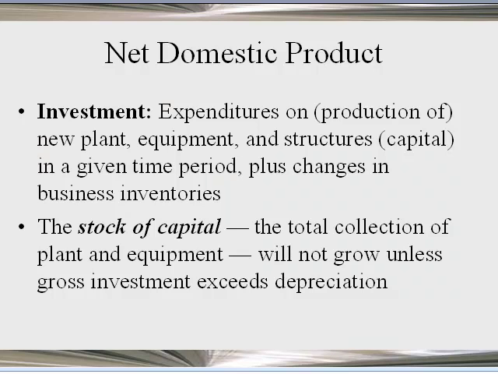Expenditure spent on new plant, equipment, and all the changes in business inventories is important, because the stock of capital will not grow unless our investment is greater than the depreciation. If we are setting aside just enough for the depreciation, we can keep producing only what we can produce now, not more. So our gross investment has to be greater than the depreciation.